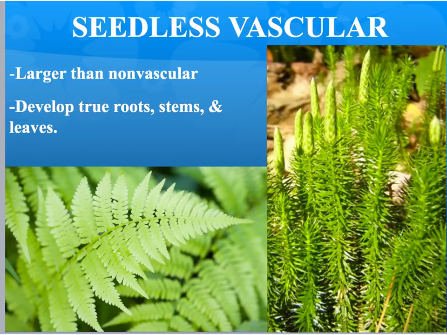So under number 2, where it says vascular, under the bullet point vascular, you'll put seedless. So these are vascular plants, but they don't have seeds. So they're larger than non-vascular because they have vascular tissue that can pull water and nutrients up to parts of the plant, and then they are going to develop true roots, stems, and leaves, which are those vascular tissues.